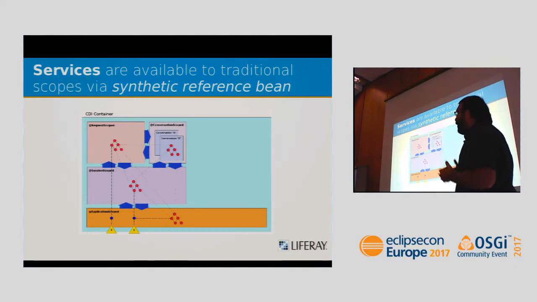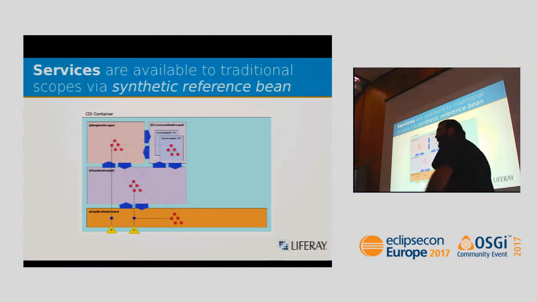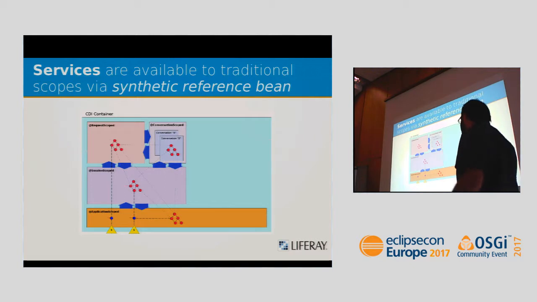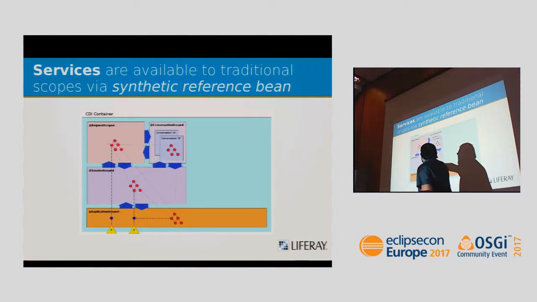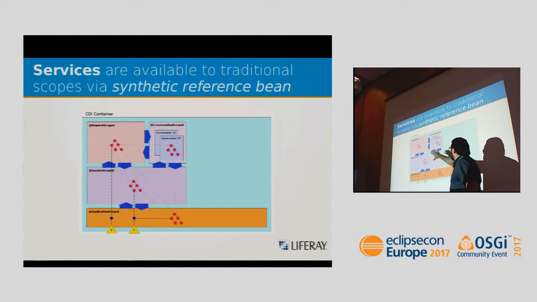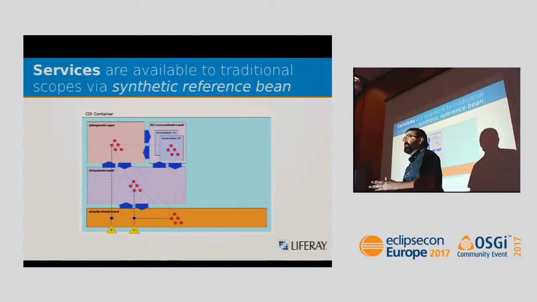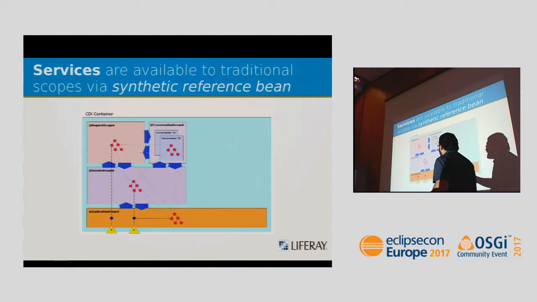But what we want to do when we tie this into OSGi is we want to be able to access services. That's what it boils down to. This is the legacy style part of the application that CDI developers are already familiar with, and yet they still may want to refer to a service here. So how does that happen?